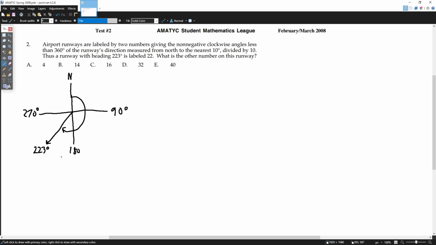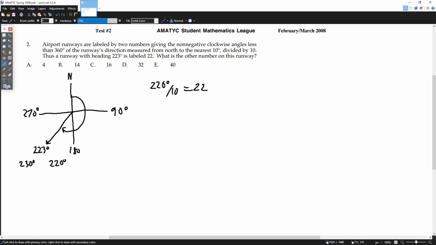So what's next? We also want the nearest 10 degrees. Well, our options are 220 or 230. But I suppose we should pick 220 degrees because that's certainly nearer to the actual direction. Okay, so we've got 220 degrees, and the next step is to divide it by 10. And we get 22, and that's the label that we were supposed to get. Okay, great. So we understand their example.